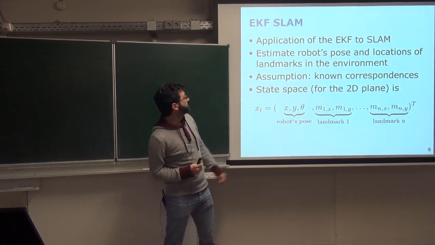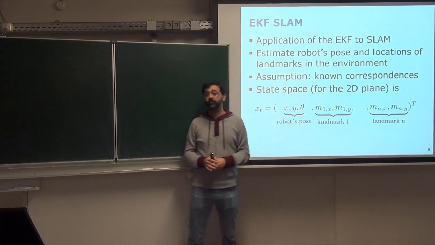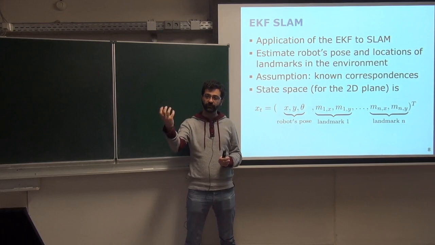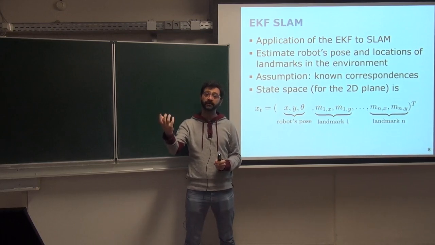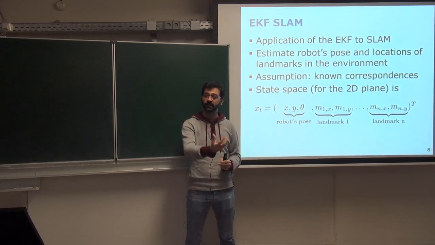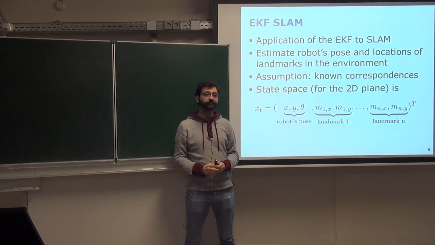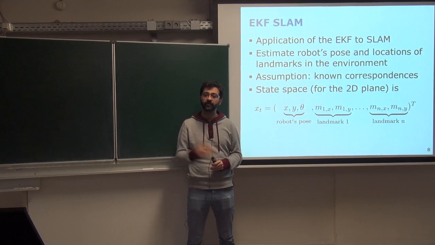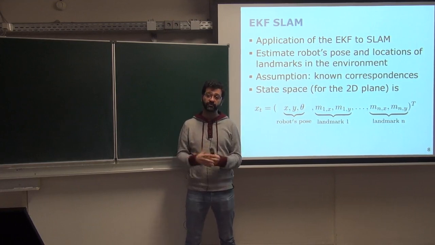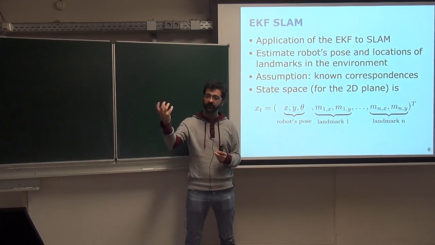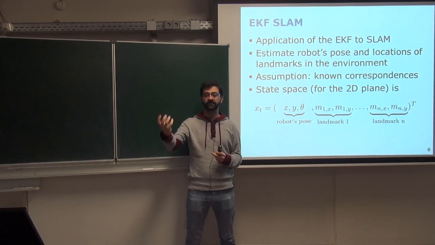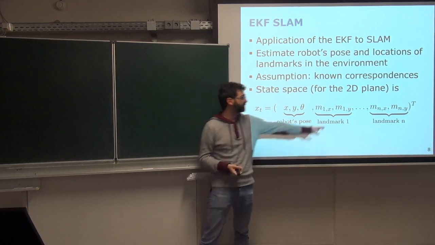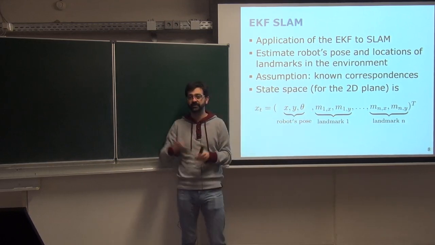Another assumption: at the beginning we assume that we have known correspondences, so whenever you observe something from the robot's point of view with the sensor, we know exactly to which landmark it belongs. We'll see later on how this can be relaxed, and also how to deal with the problem of what's called data association, so getting one observation and deciding to which landmark it belongs. And you will see that if we have some signature or some other appearance information, this gets a bit easier.